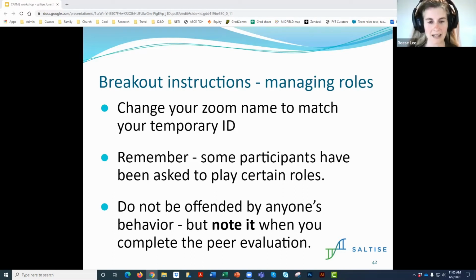So the purpose of the breakout groups, our task for the groups, is to discuss strategies for managing teams. So it's obviously very relevant to CATME. As a group, we're going to come up with a list of strategies that we find effective or we'd like to try out for how to best manage teams. It's only 10 minutes, so that should keep us occupied for the 10 minutes that we're in the breakout rooms. As soon as you join, or even before, you can do it right now. I'll do mine. Change your Zoom name to match your temporary ID.